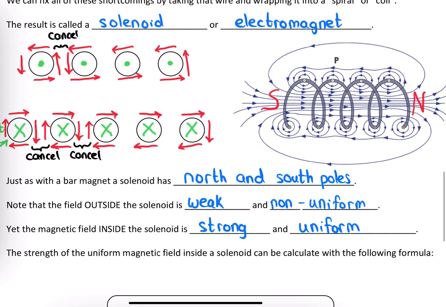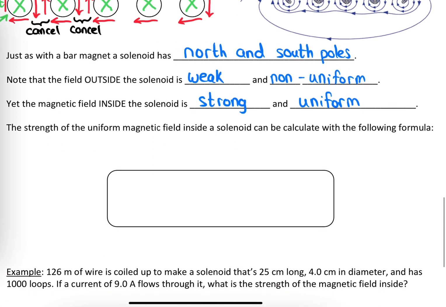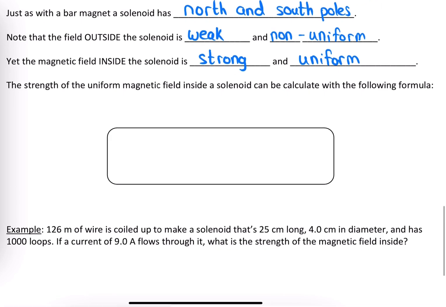So the next thing we might want to know, since we might use this to actually attract some magnetic objects, how strong exactly is this field on the inside? One of the benefits we said is that it is strong. How strong is it? And the next thing I'm going to present you with is a formula for calculating that. And the formula looks like this.